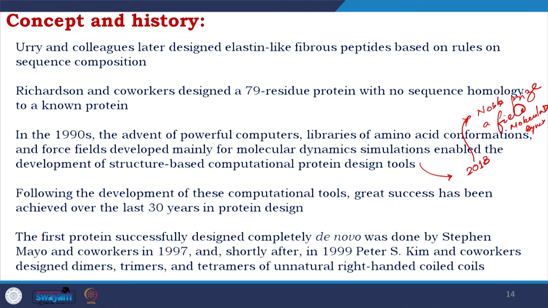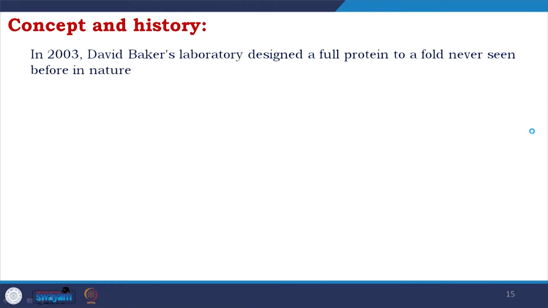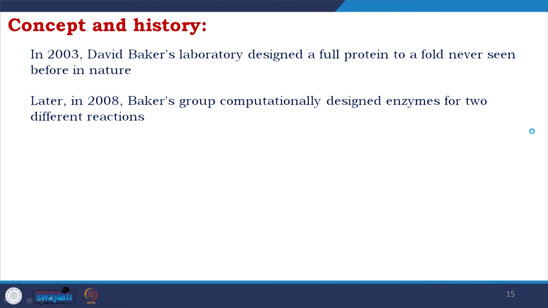years in protein designing. The first protein successfully designed completely de novo was done by Stephen Mayo and co-workers in 1997, and shortly after in 1999 Peter Kim and co-workers designed dimer, trimer, tetramer of unnatural right-handed coiled coils. In 2003, David Baker's laboratory designed a full protein to a fold never seen before in nature. So, this is a new fold coming in nature. Later in 2008, Baker's group computationally designed enzyme for 2 different reactions.